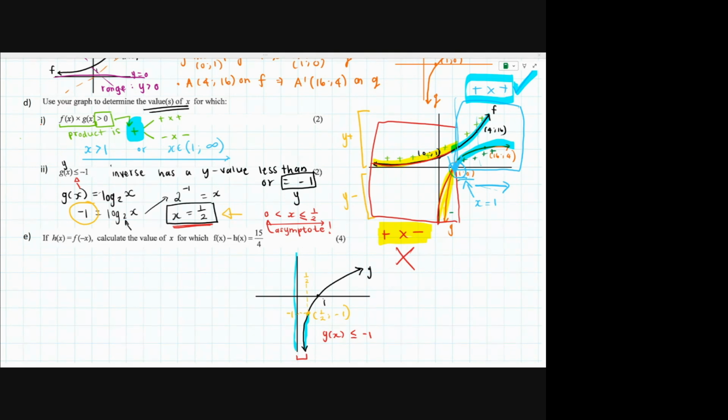Yes, ma'am. Ma'am, I wanted to ask for the last question. Is that the only acceptable notation, or can you also say x is less than or equal to 1/2, and then comma x cannot equal 0?